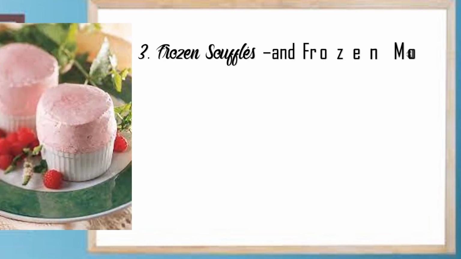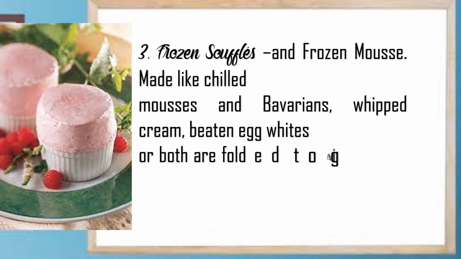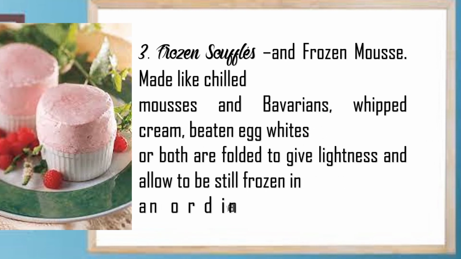Frozen truffles and frozen mousse. Made like chilled mousses and Bavarians. Whipped cream, beaten egg whites, or both are folded in to give lightness and allowed to be frozen in an ordinary freezer.